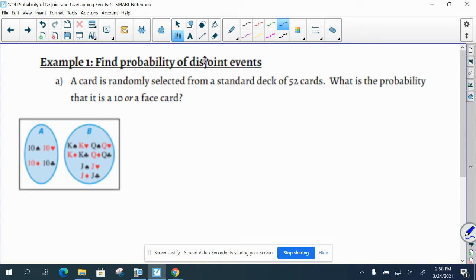So let's do some examples. Find a probability of disjoint events. A card is randomly selected from a deck of 52 cards. What is the probability it is a 10 or a face card? In case you're not too familiar with a deck of cards, that's 52, here's how it works. You've got 4 different suits. You've got hearts. Actually, I'm going to color code here.